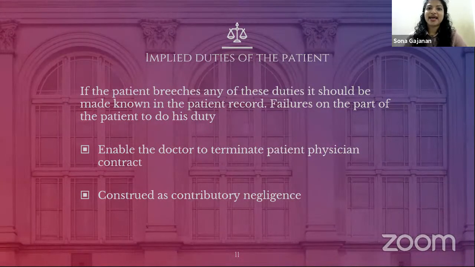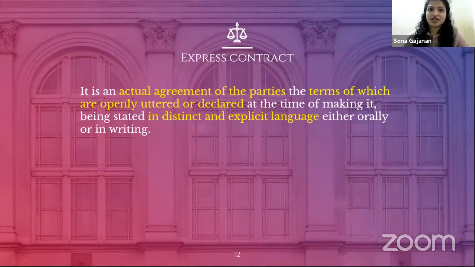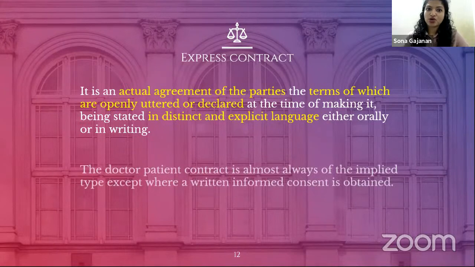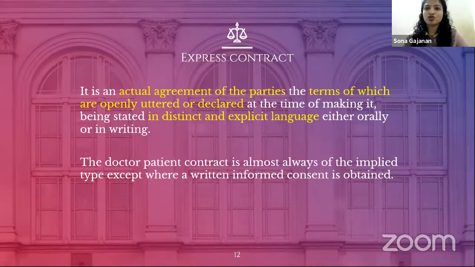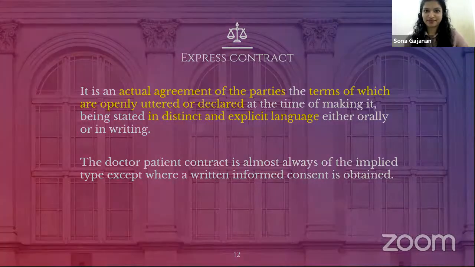Coming to the expressed contract. It is an actual agreement of the parties, the terms of which are openly uttered or declared at the time of making it. It's stated in distinct and explicit language, either orally or in writing. The doctor-patient contract is almost always of the implied type, except where a written informed consent is obtained.